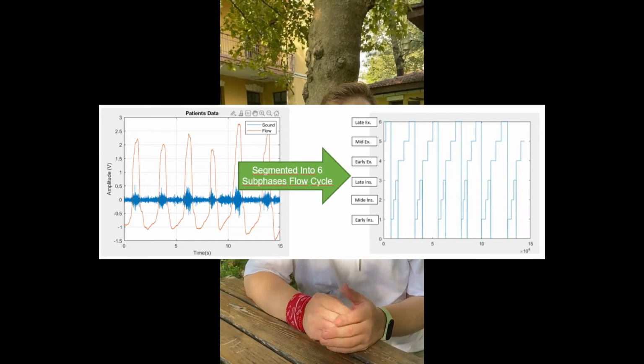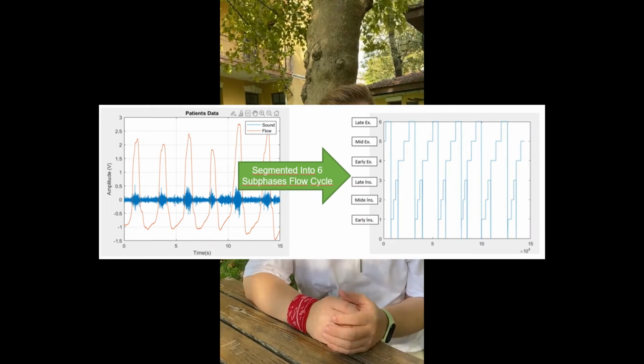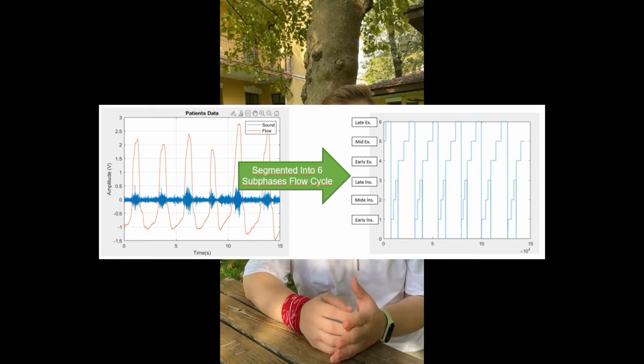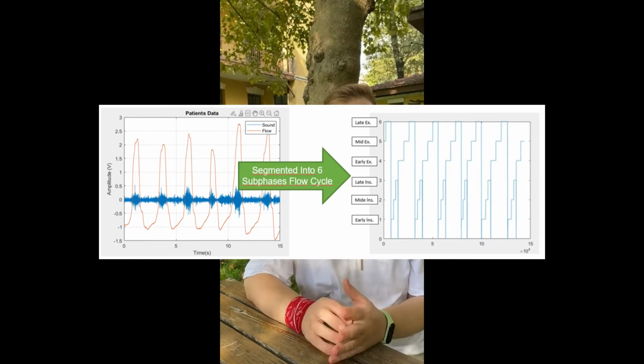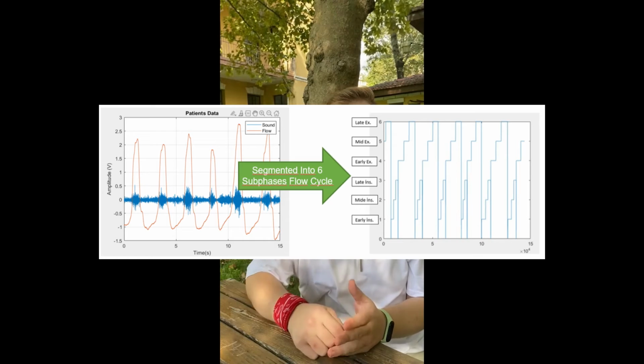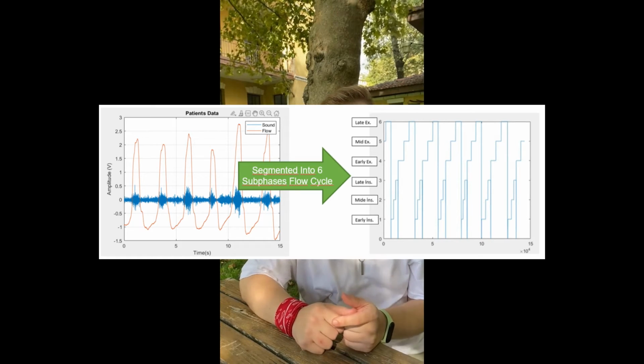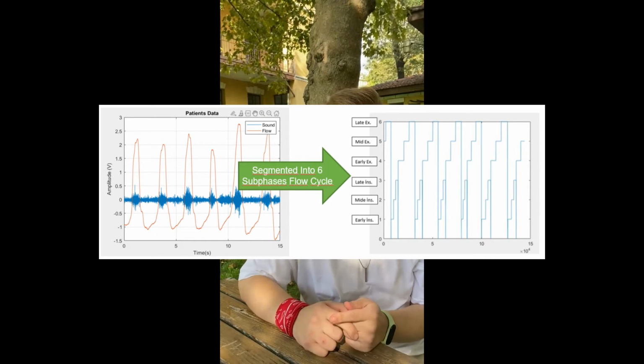We'll start with the feature calculation. Before feature extraction, we divide our flow into 2 phases, inspiration and expiration. Also, we segmented these 2 phases into 6 subphases: early, mid, late inspiration and early, mid, late expiration. And then we start with the feature extraction, which is the autoregressive model.